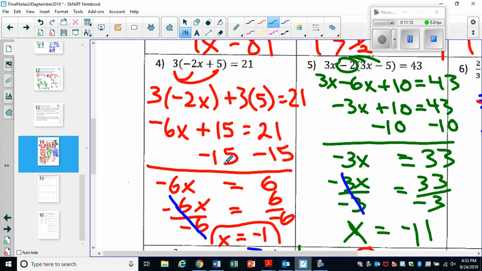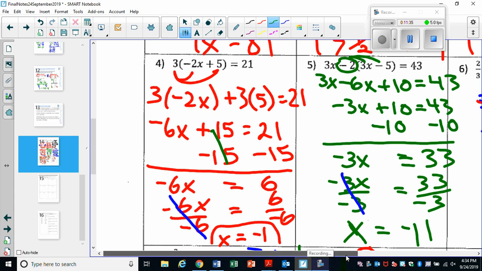Positive 15 cancels out with the negative 15. 21 minus 15 is 6. We still have negative 6x. Bring it down. Then the last step, divide both sides by negative 6. So 6 divided by negative 6 is negative 1. And then, of course, the x just comes on down for the ride.